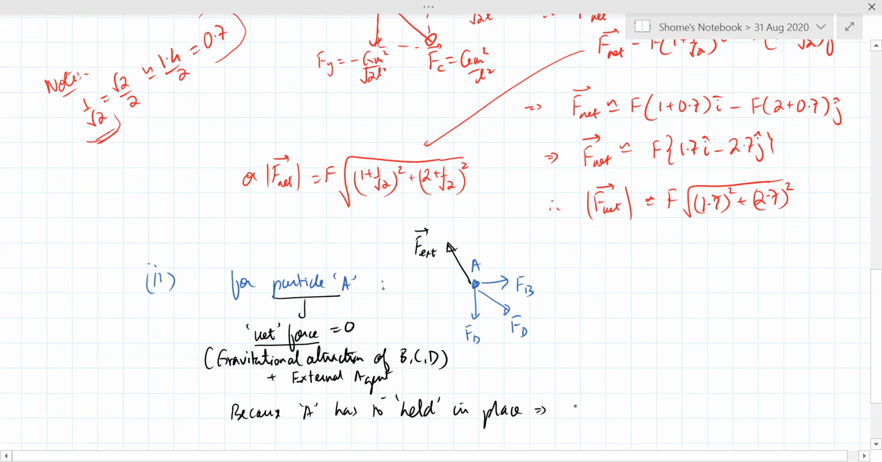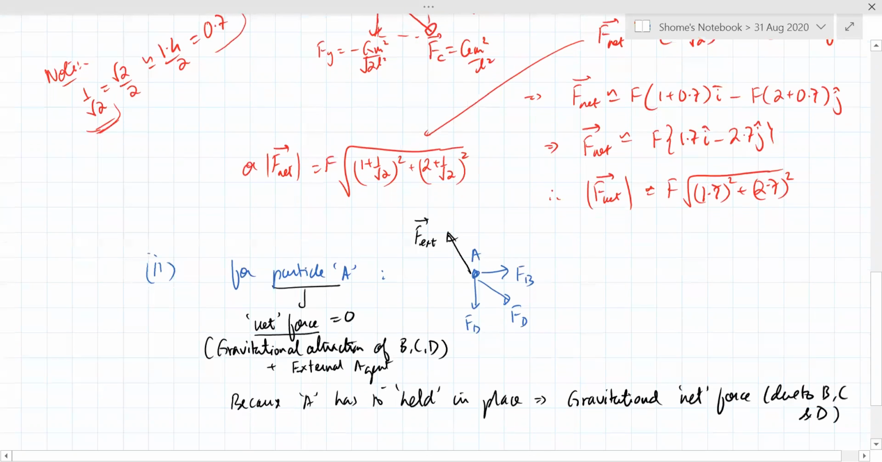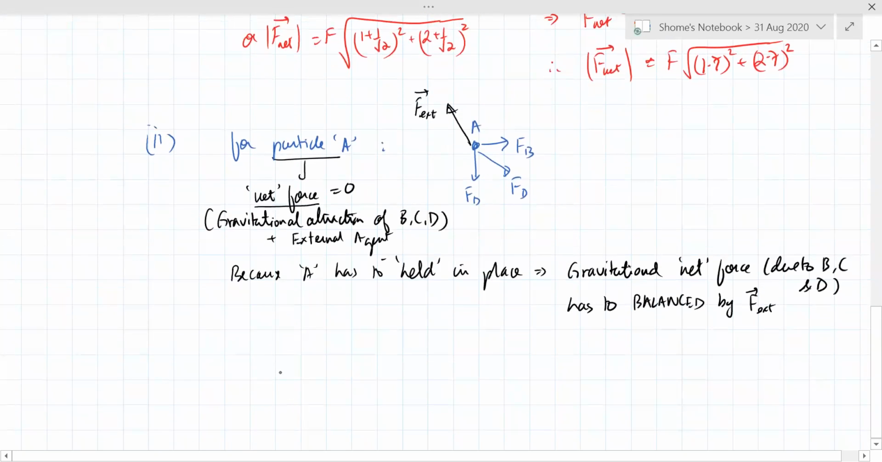Okay, so that means that the gravitational net force due to B, C and D has to be balanced, okay, by some external agent applying a force. Okay, so keeping that in mind, we can see that F external has to be minus of the vector sum of FB plus FC plus FD.